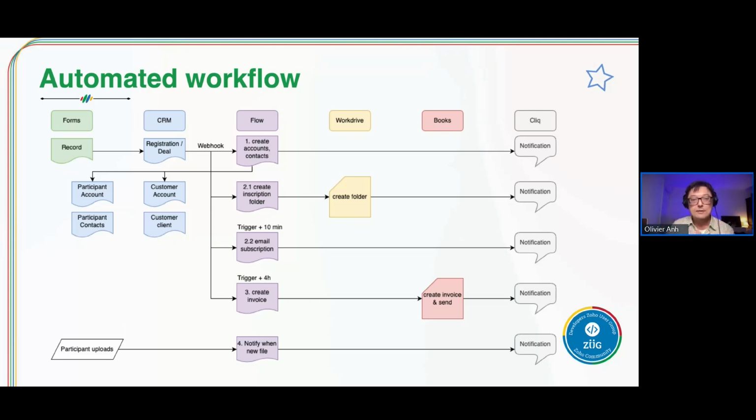So for every step, I have the Click notification. After the accounts in CRM are created, I create all the folders in WorkDrive. And the same, if there's a problem or not, I will have a notification that the folder was created. The next step is to email the subscription, so the registration actually. And if you can read, you have a trigger of plus 10 minutes. The email is just acknowledging that yes, we have received your forms, your registration, and it's all good.